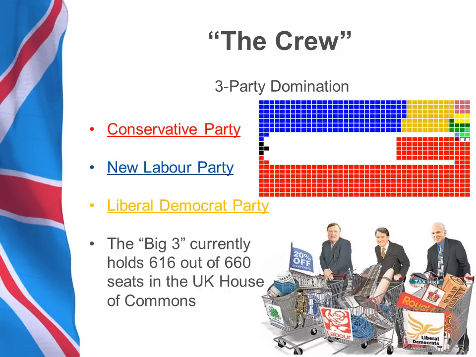As you can see, if you look to the top right of that graphic, there are some other colors that do represent other parties. However, the big 3 definitely hold the overwhelming majority of power and control over the House of Commons. As it currently sits, they have 616 out of 660 seats in the lower house.